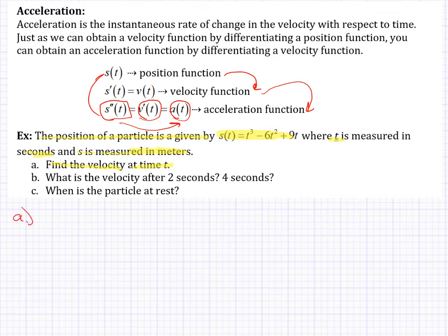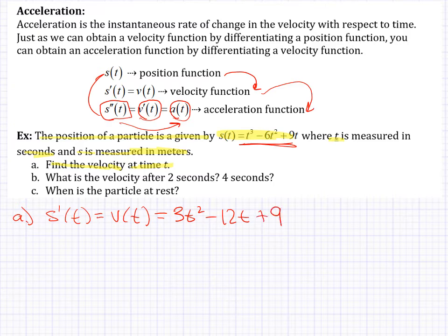So for A, I want to find the velocity. Well, the velocity should be the derivative of the position. So the velocity function is the derivative of the position function. This is a very easy function to find the derivative of. 3t squared minus 12t plus 9. Okay? At this point, derivative of polynomials should be no big deal.